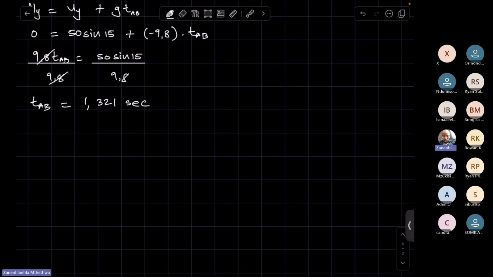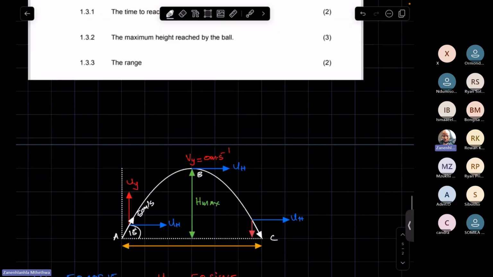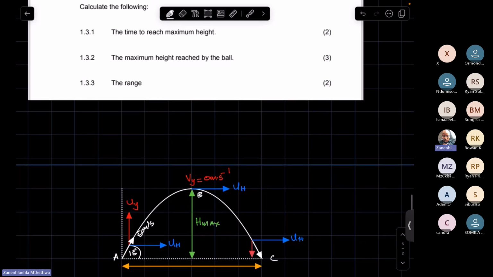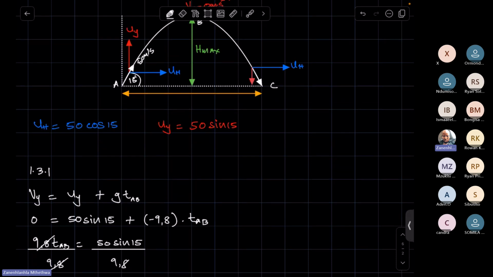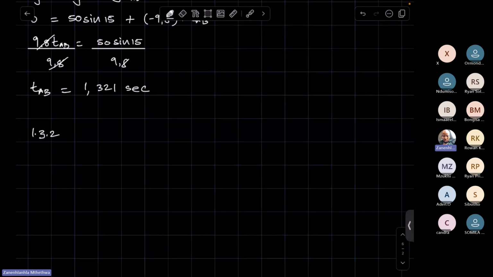No questions. Nice, sir. So 1.3.2, what are we looking for? The maximum height reached by the ball. Again, you simply look at what you have, what you're looking for, and decide which equation of motion is convenient to use. We have the initial velocity, the final velocity, and g, and we're looking for the height. The most convenient one would be Vy squared is equal to Uy squared plus 2gH max.